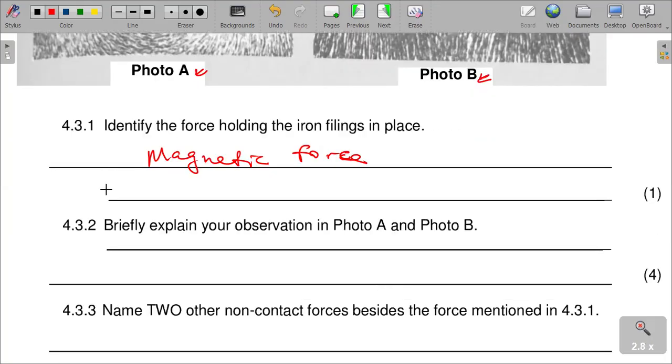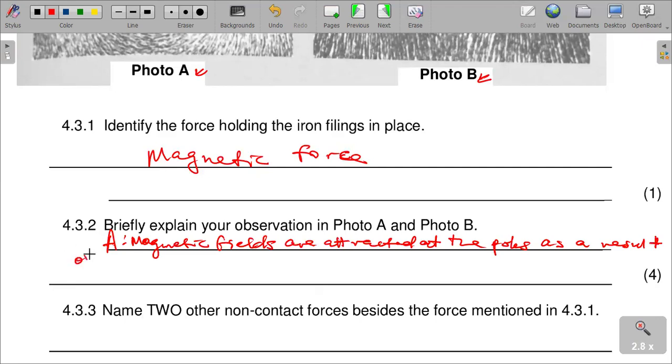So we can say that in A, magnetic fields are attracted at the poles as a result of strong forces of unlike poles.